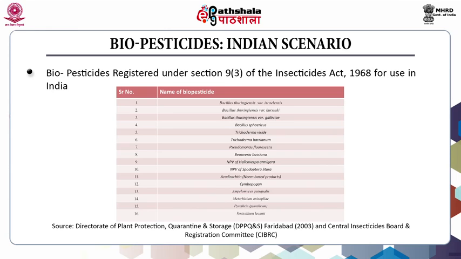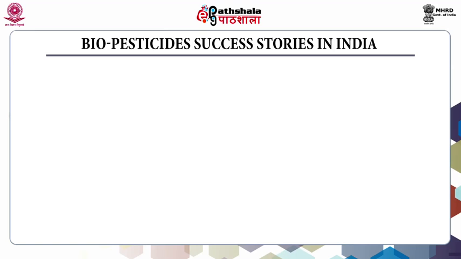Bacillus thuringiensis variety kurstaki, Bacillus thuringiensis variety galleriae, Bacillus sphaericus, Trichoderma viride, Trichoderma harzianum, Pseudomonas fluorescens, Beauveria bassiana, NPV of Helicoverpa armigera, NPV of Spodoptera litura, Azadirachtin, that is a neem based product, Cymbopogon, Ampelomyces quisqualis, Metarhizium anisopliae, Pyrethrin pyrethrum, Verticillium lecanii. Now, we will discuss some success stories related to biopesticides in India.